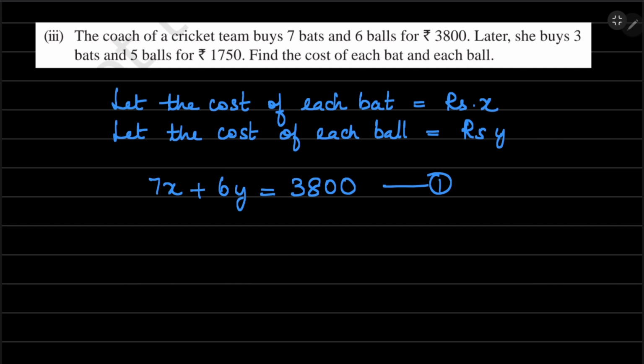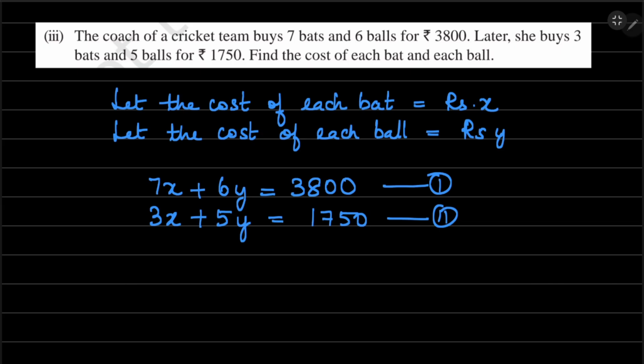Later, she buys 3 bats. So what will be the cost of 3 bats? 3 multiplied by x. And plus 5 balls means 5 multiplied by the cost of each ball, which is y. So 5y is equal to 1,750. This is your equation 2.